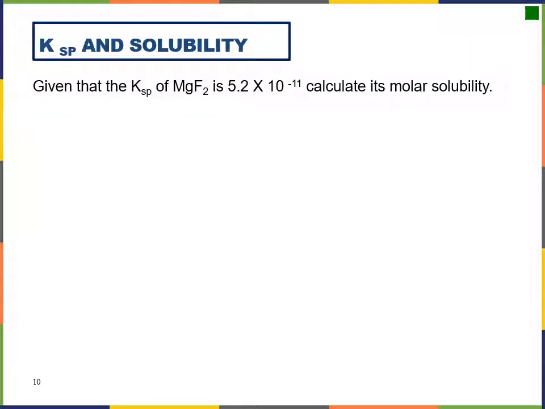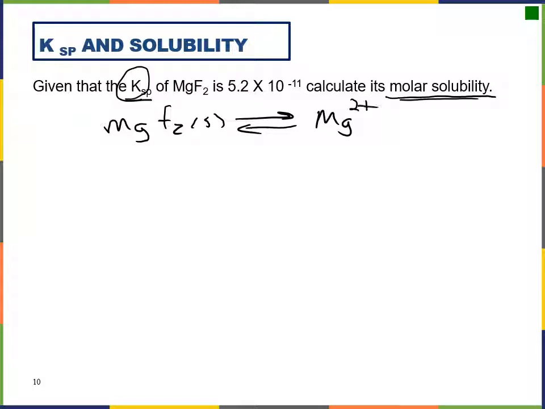So if we're given instead a Ksp and we want to find molar solubility, this tells us that we're given the equilibrium constant and we want to solve for x. Well, what are we going to do? Well, the same thing we've always done. We're going to take our reaction, magnesium fluoride. We're going to start out with it as a solid. We're going to break it apart into its pieces, magnesium plus 2 fluorides.